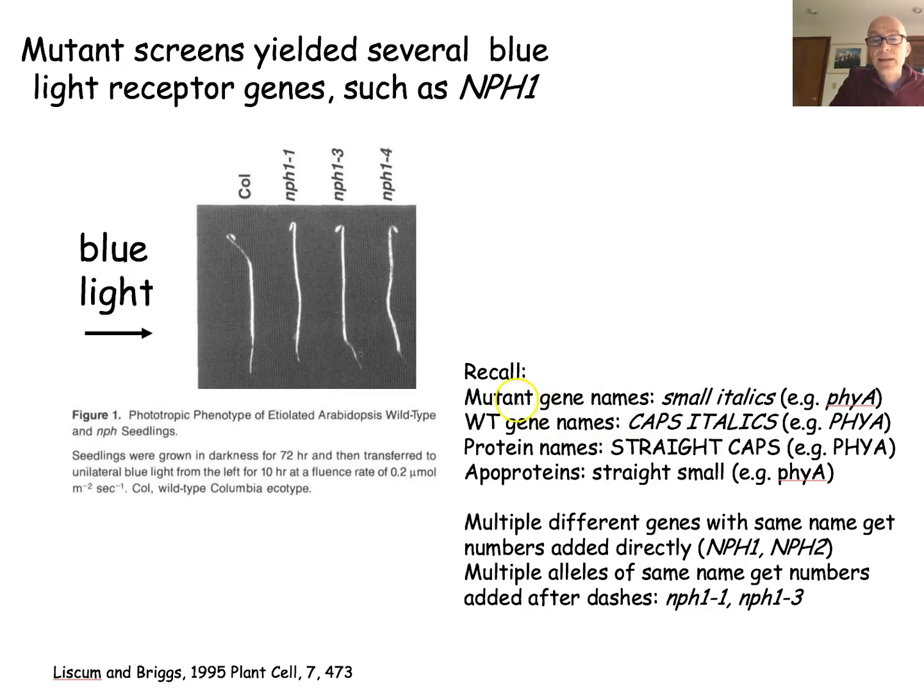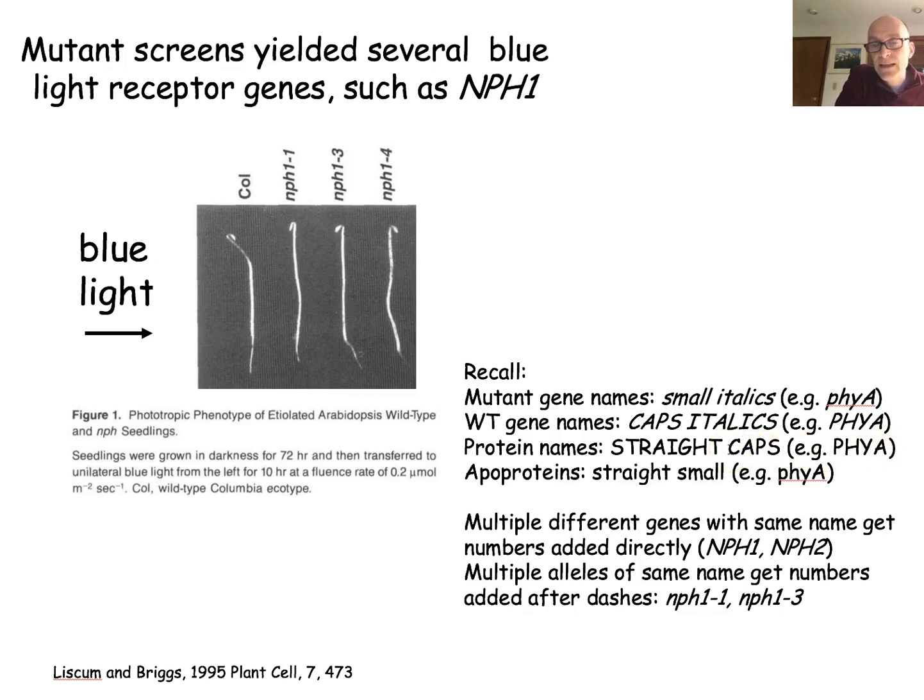So just remember that the mutant genes are always in small italics, such as phyA here or NPH1. Wild-type genes are always in caps that are italics. That's the gene, that's the wild-type gene. That's not the wild-type protein. The wild-type protein is in straight caps.